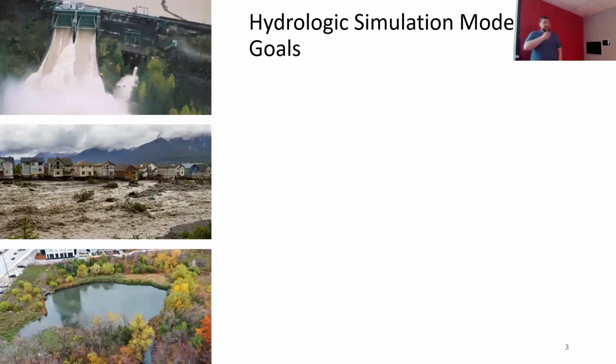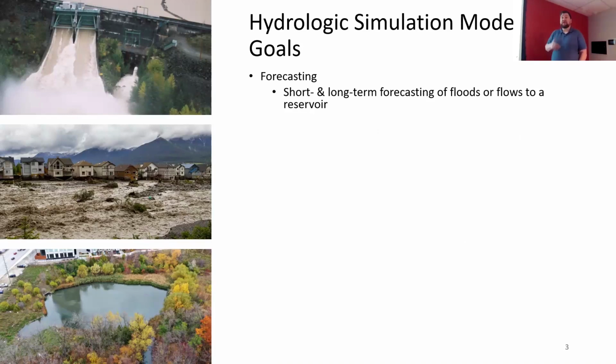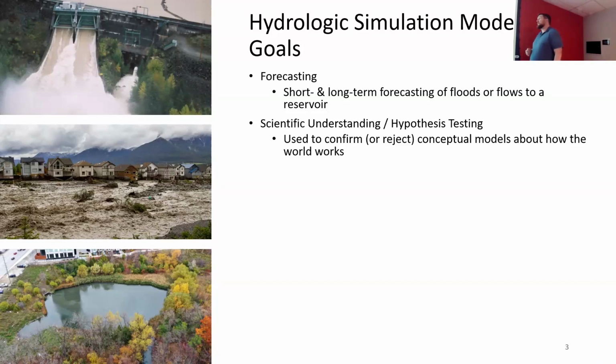So let's look at hydrologic simulation models. What do we use these for? Well, they are commonly used in forecasting. So we use models to make short-term and seasonal predictions of floods and/or inflows to a reservoir for hydroelectric power generation often. That is going to change as climate changes, but that is not really a concern when we're talking about impacts for short-term forecasting. We use models to improve and assess our scientific understanding of what's happening in watersheds. We use them for hypothesis testing, to confirm or reject conceptual models about how the world works.